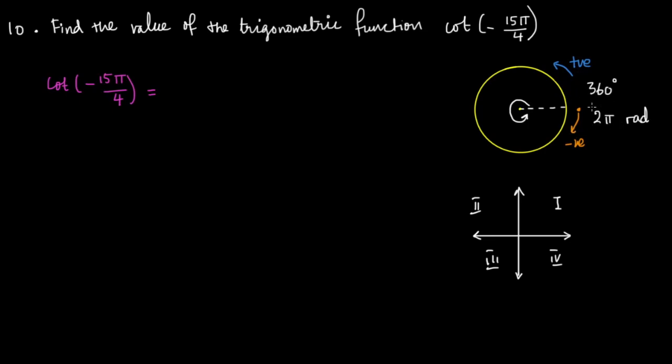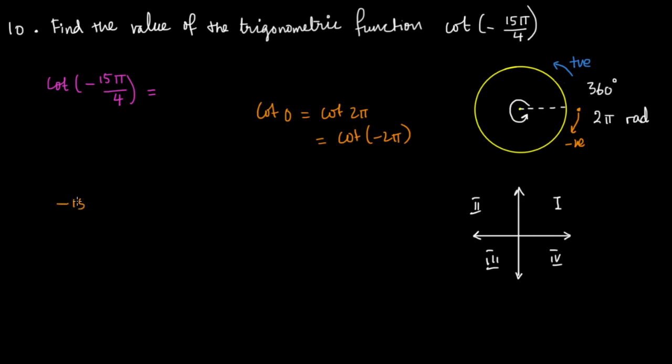Now we know that when we move one full circle around this circle, it covers an angle of -2π radians or 2π radians, depending on how you're considering it. So let's break down this -15π/4 in terms of 2π or -2π. Why? Because after a full traversal around this circle, all of our trigonometric functions reset. That means cot 0 radian is equal to cot 2π radian, which is also equal to cot -2π radians. That's why we want to break -15π/4 in terms of this -2π.